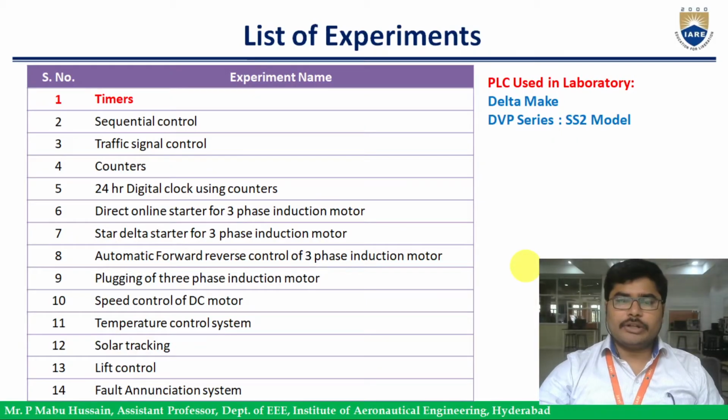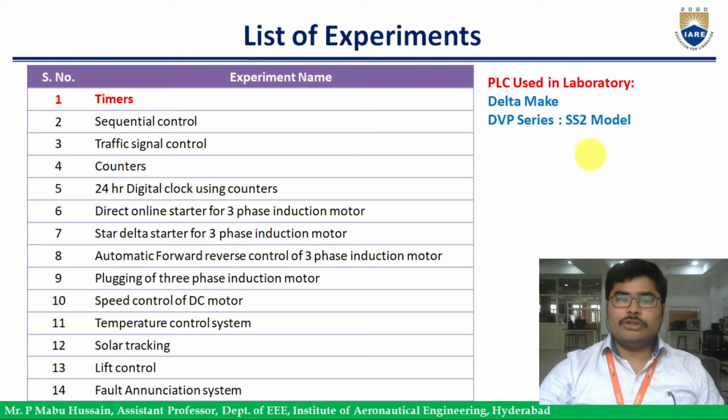Here in this laboratory, we have a total of 14 experiments. All these 14 experiments we are going to run with a PLC which is a Delta make. In this Delta make PLC also, different series of PLCs are available. In those series, we are going to use the DVP series PLC. In this DVP series also, we have different model numbers, out of which we are going to use the SS2 model PLC in this laboratory.